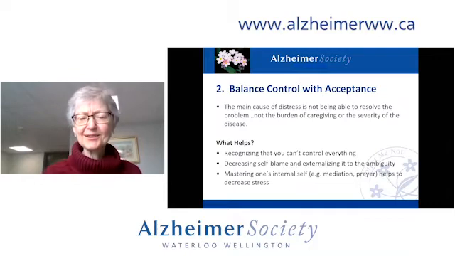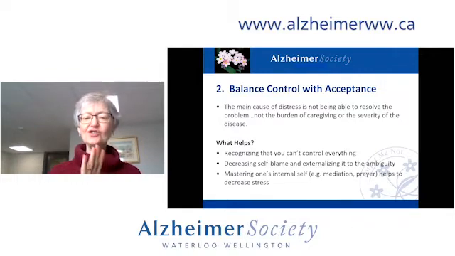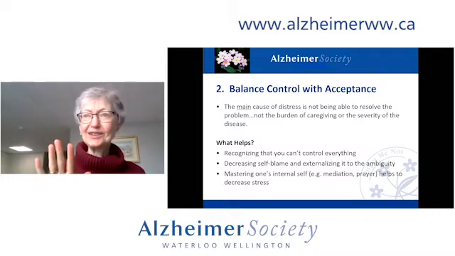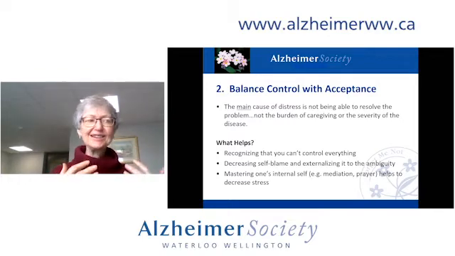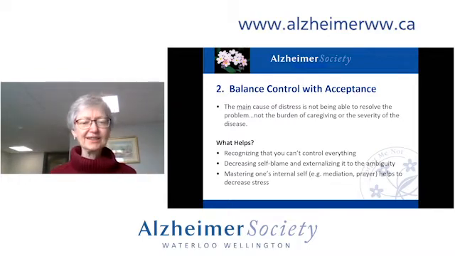But once we recognize that we can't control everything, that can help us decrease self-blame and externalize it to the ambiguity. And then mastering one's internal self through meditation, prayer, whatever you use for stress relief. You need to decrease the stress. Those are things that will help.